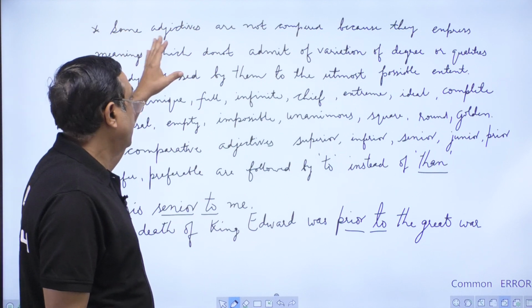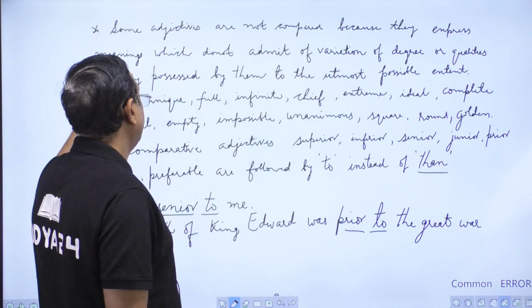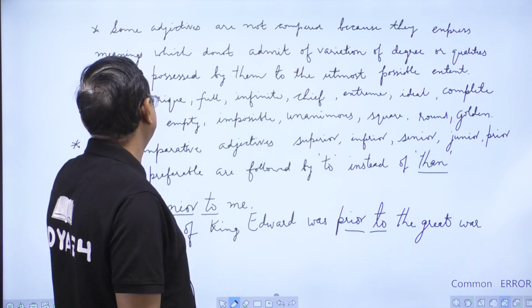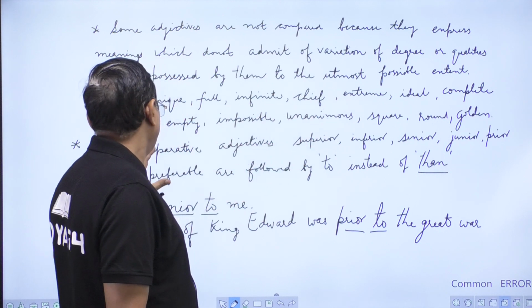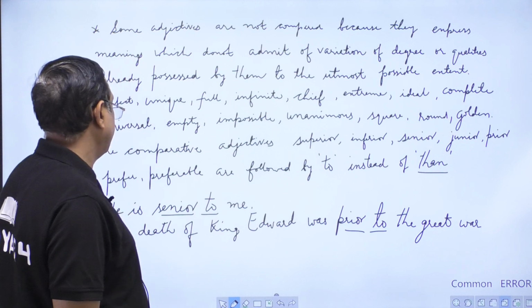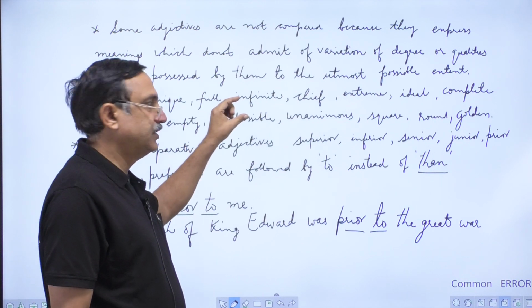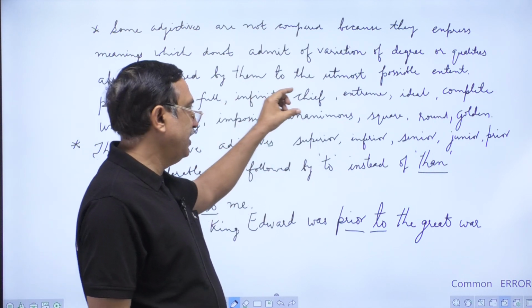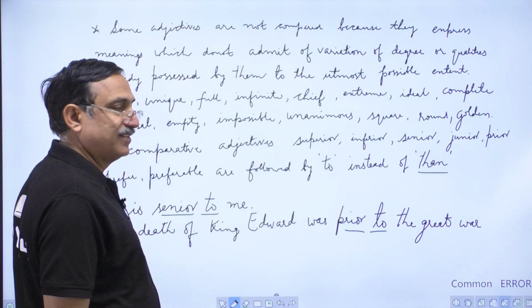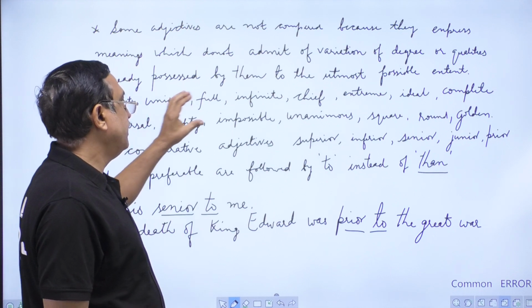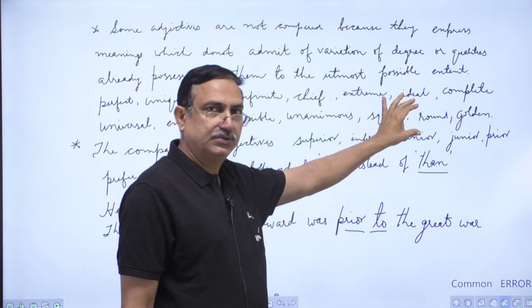some adjectives are not compared because they express meanings which do not admit of variation of degree, or qualities already possessed by them to the uttermost possible extent. What are these adjectives? Perfect, unique, full, infinite, chief, extreme, ideal, complete, universal, empty, impossible, unanimous, square, round, golden.